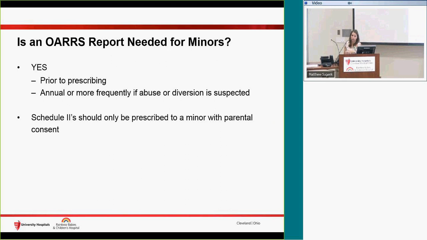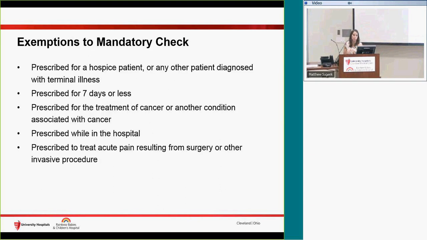And whether reports need to occur in minors, the answer is yes. Check at the first prescription and then annually, and then just get consent from the parents.